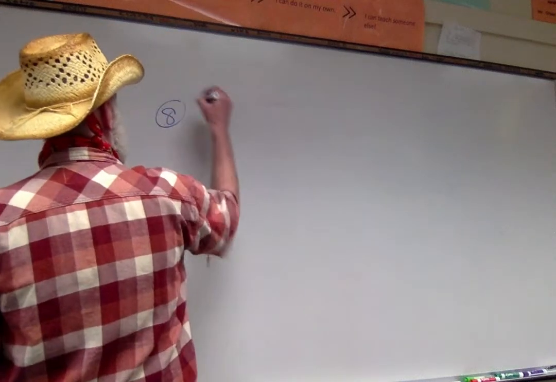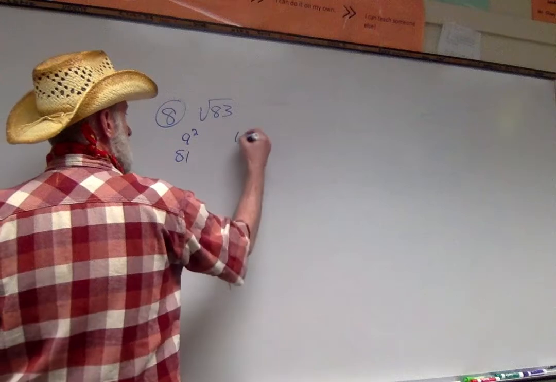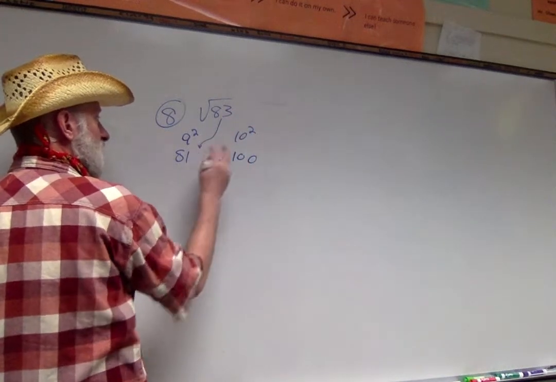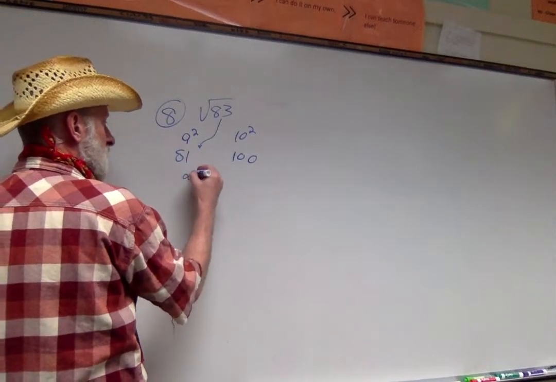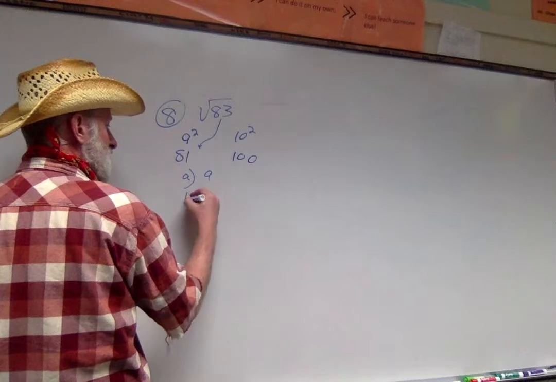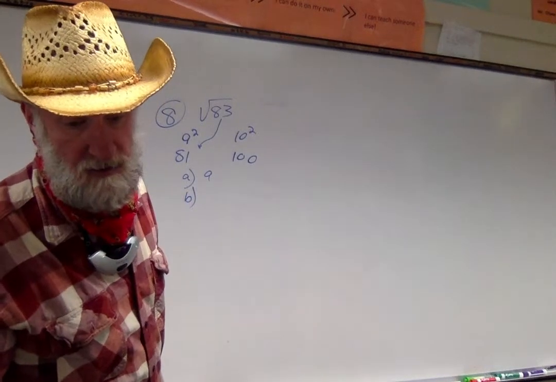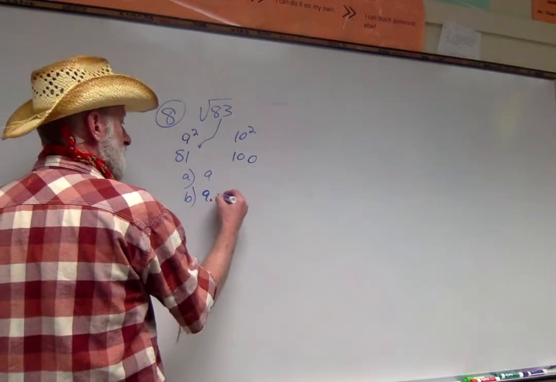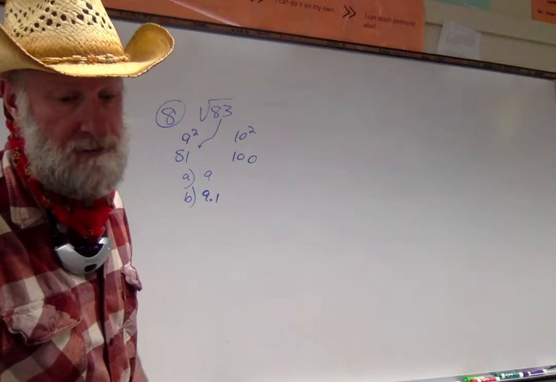Number 8, the square root of 83. Well, I know 9 squared is 81. I know 10 squared is 100. And 83 is going to fall in really close to that 9, isn't it, everybody? So I would say for part A, your answer should be 9. Your answer for part B, going to the closest tenths place, I think it said. Then, man, that 83 is so close to 81, we got to call it 9.1. Don't believe me? Grab a calculator, check it out.